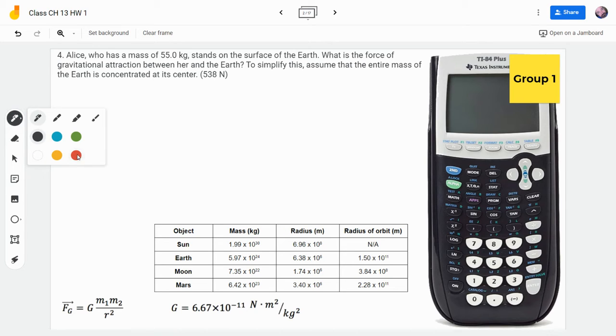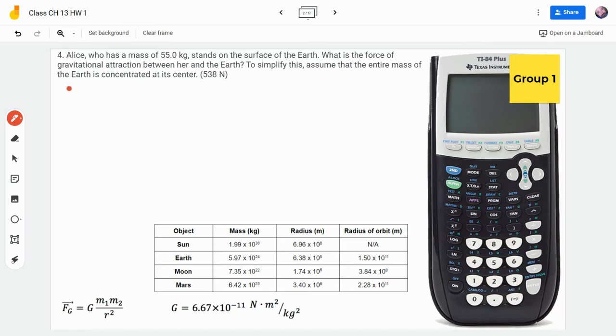So we have Alice. She's got a mass of 55 kilograms. She's standing on the surface of the Earth. What is the force of gravitational attraction between her and the Earth? To simplify this, assume that the entire mass of the Earth is concentrated at its center. Well, that's actually exactly how you do the problem, is you make that assumption.